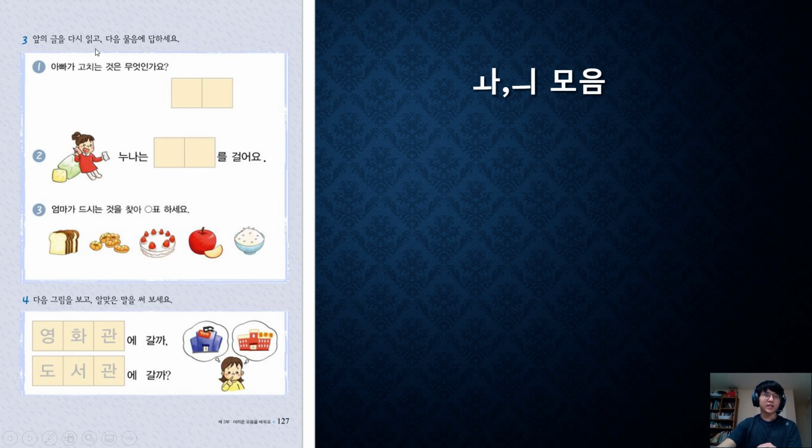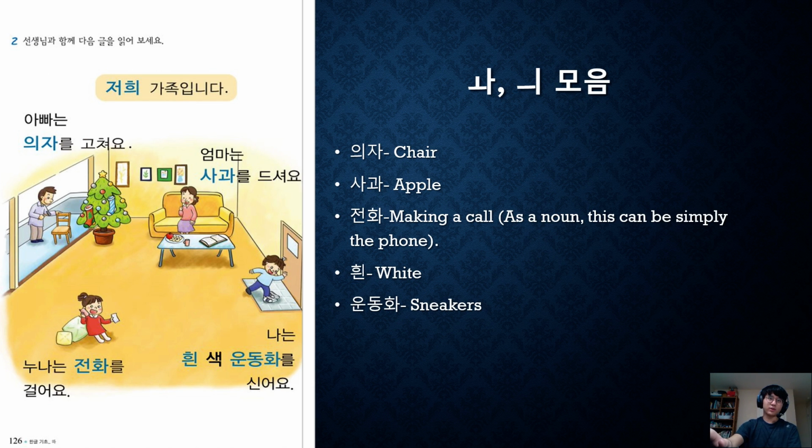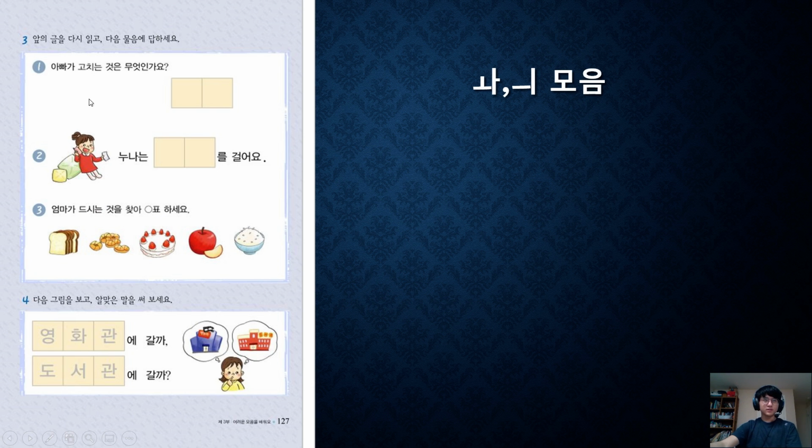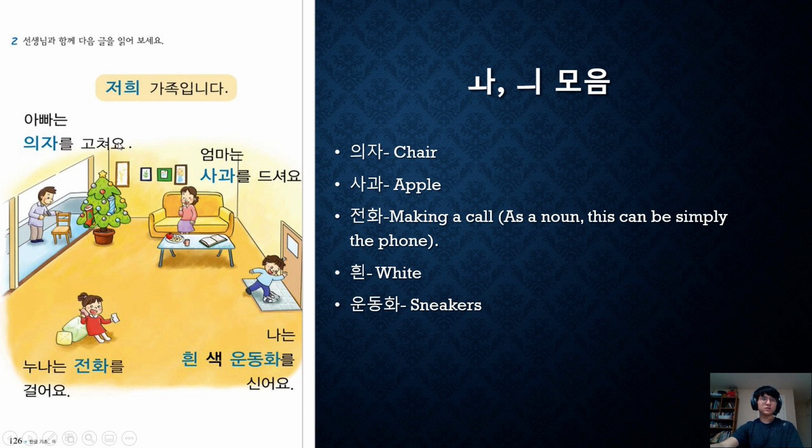자, 앞에 글을 다시 읽고 다음 물음에 답하세요. Now what this is asking is to answer the questions from the readings that we have right here. So the first one is 아빠가 고치는 것은 무엇인가요? Luckily for us, the easy way to find answers to this is finding what 아빠가 고치는 것은 무엇인가요? 무엇인가요 is what. What does it mean? What is he fixing? 고치는 것.